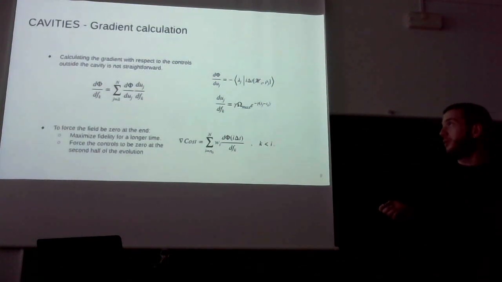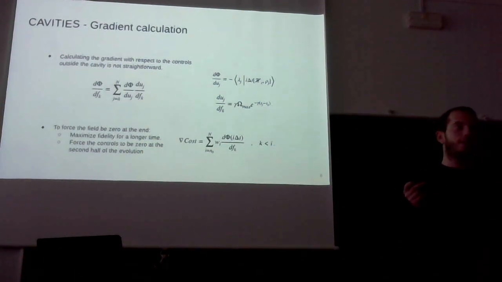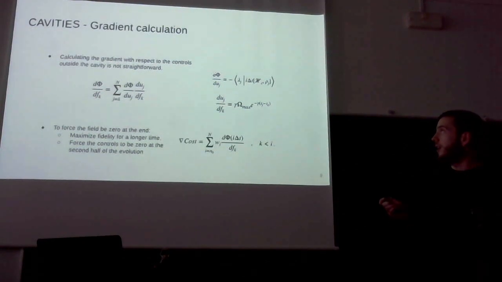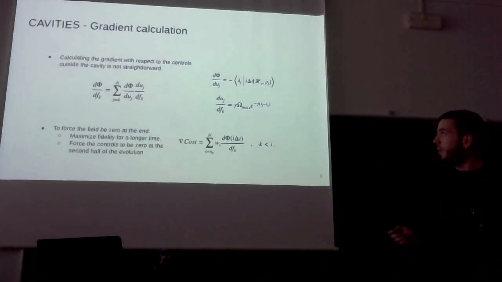Now what we want to do is to calculate the gradient, and the GRAPE algorithm provides us the gradient with respect to the controls acting directly on the system, which is the d phi over du. But what we want to calculate is d phi over df, which are the controls outside the cavity, the ones we are inputting to the cavity. So for that, we have to do some chain rule and stuff. This is obtained from the equation I have shown before, the analytical solution of the ordinary differential equation. And combining this with this, I'm going to explain.